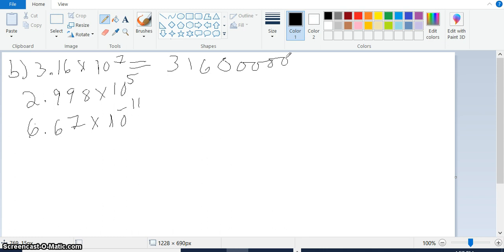All right, so the next one is 2.998 times 10 to the 5th, so that would be 2, then 998, where I've moved the decimal 3 places, and then 2 more, 0, 0. So now I've moved the decimal place 5 places to the right. Notice this next one is to the -11th, 6.67 times 10 to the -11th. So let's do that. We're going to do 0. We have to move the decimal place from here 11 places, okay?